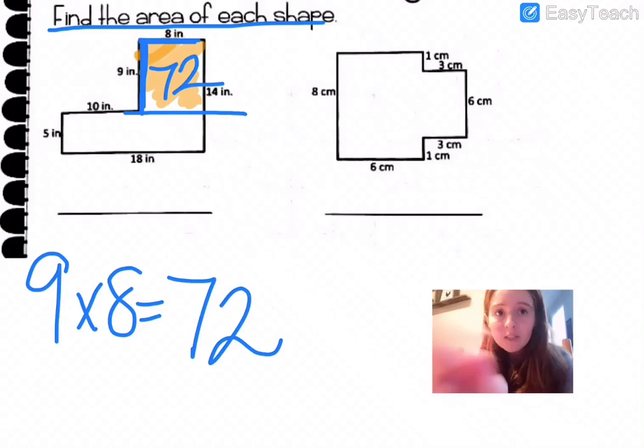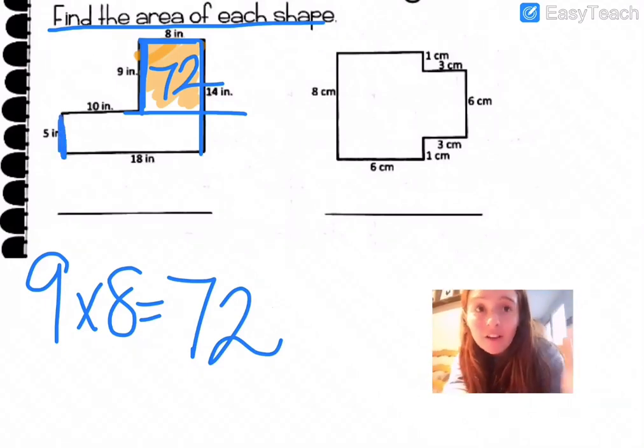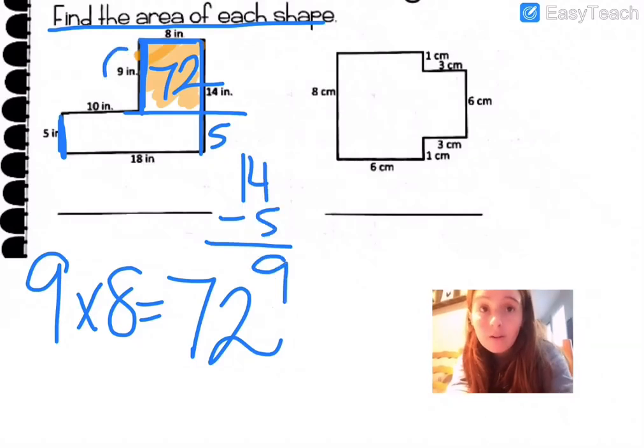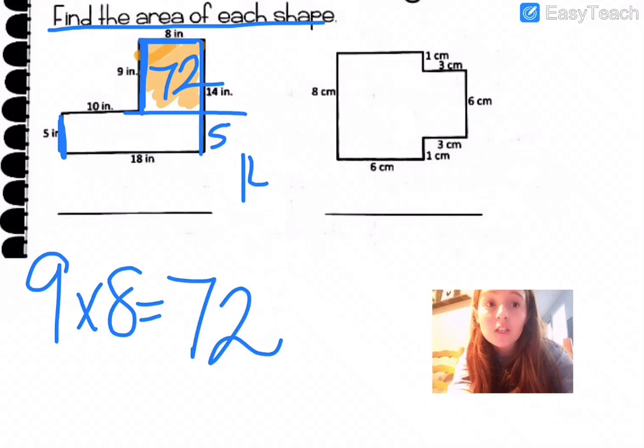Now you might be saying, but Mrs. Bailey, you have 14 right here. Why didn't you do 8 times 14? Well, here's the thing. 14 goes all the way down here. We don't need the area for that entire part. We only need the area for the part that's in orange. And also, if you notice this 5 right here, this length is also going to equal 5. So 14 minus 5 equals 9, which is this one right here. So it works, okay? Just trust me.